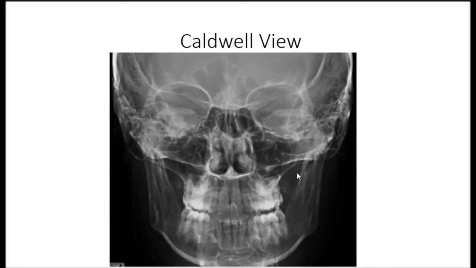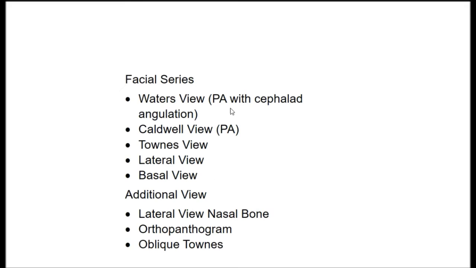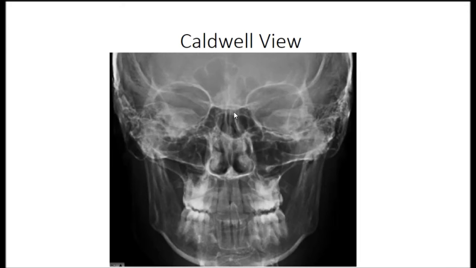This is an image of the Caldwell view. So this is more of a straight on view. And again, we see a lot of the same structures, but now we're looking straight on rather than on the Waters view, where we're looking up from the bottom up. So you can see the nasal septum here, you see the maxillary sinuses here and here. They overlap a little bit with some of the other structures, but we'll still be able to see some opacification. We see the orbits right here and right here. And we see the mandible. It's a pretty decent look at the mandible, but you notice we really don't see the temporomandibular joints on the Caldwell view very well.